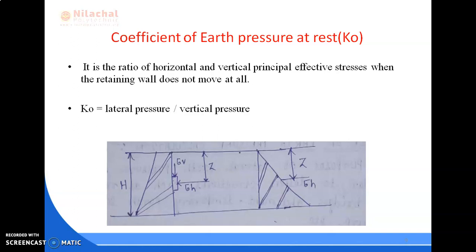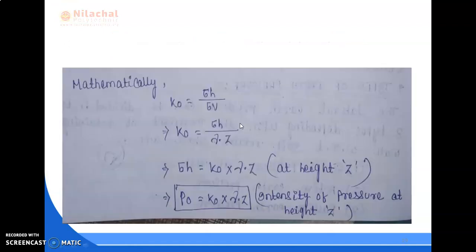move at all. So K0 mathematically we write like this: lateral pressure divided by vertical pressure. That is K0 equals sigma H by sigma V, which implies K0 equals sigma H by, and we can replace the vertical pressure by gamma into Z. So sigma H equals K0 into gamma into Z. Z is the height, at height Z.